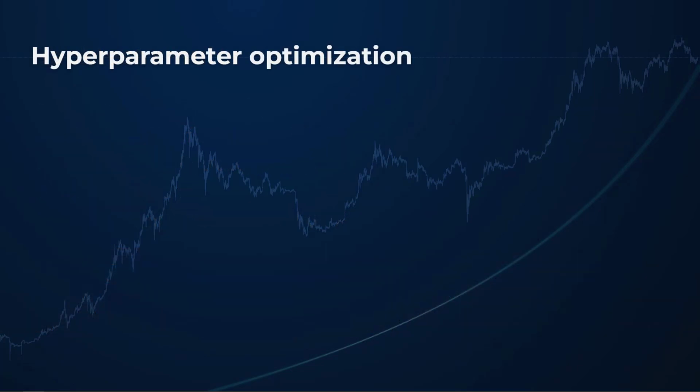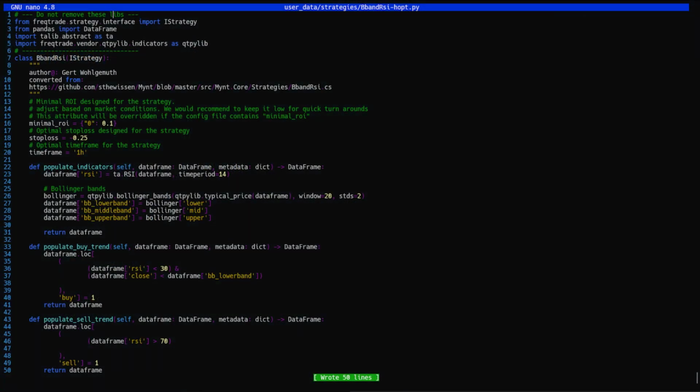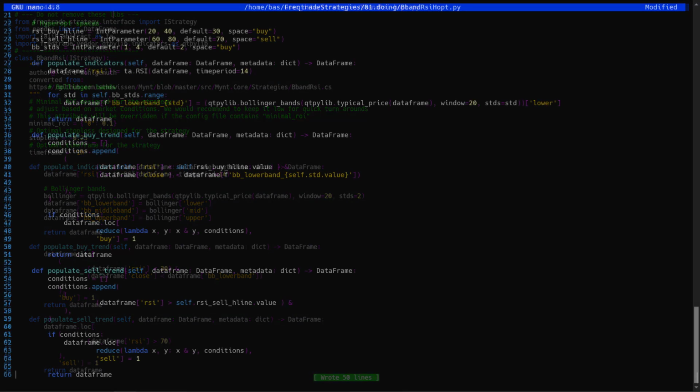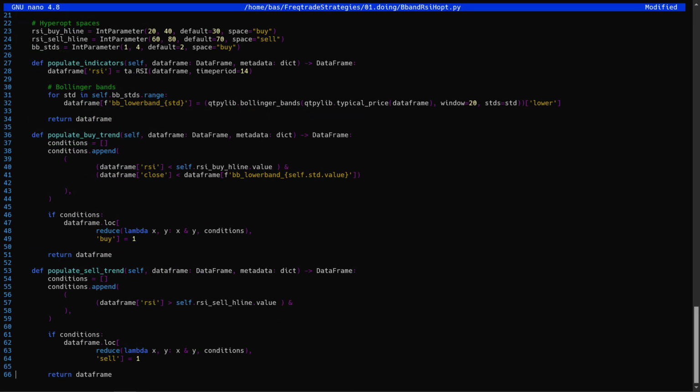The original strategy did not have hyperoptimal parameters to optimize it, besides the generic ROI and stop loss optimization. So this time I made some minor adjustments to the code to also optimize the ROI buy and sell levels. And also I wanted to investigate if adjusting the standard deviation number to increase or decrease the lower Bollinger Band would improve this strategy by giving better signals.